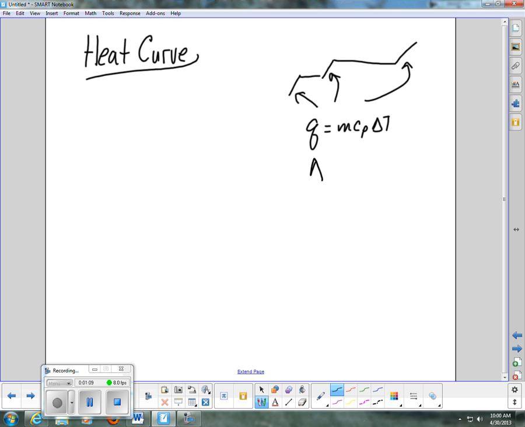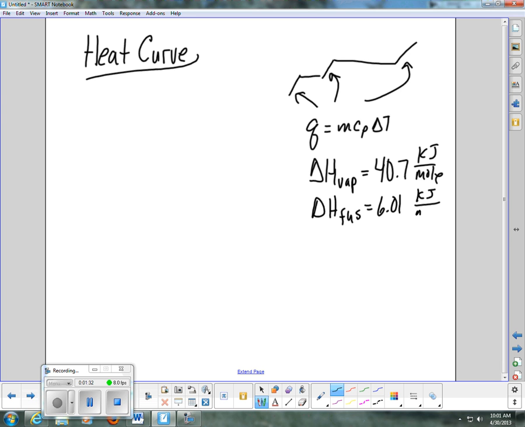So we need delta H of vaporization for water, and we're just going to be using water, which is 40.7 kilojoules per mole. Oops, sorry, that's not fusion, that's vaporization. I looked at the wrong one. So heat of fusion is 6.01 kilojoules per mole. And then we'll also need some CPs.